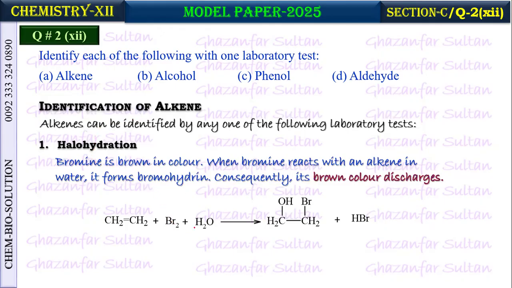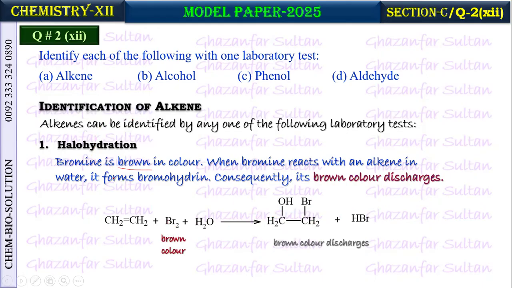aqueous bromine is taken, aqueous because it is in water. So what happens? Bromine is brown in color. So when this reaction occurs, the color of bromine discharges. This is brown in color, and this color discharges if the reaction occurs, because there is no brown or orange colored compound. But here bromine itself is brown in color.